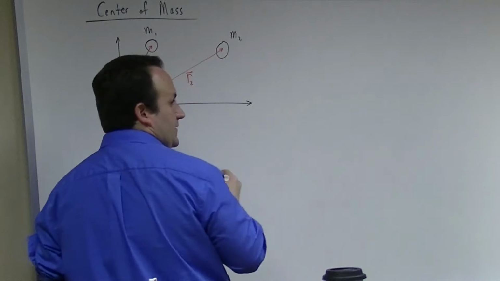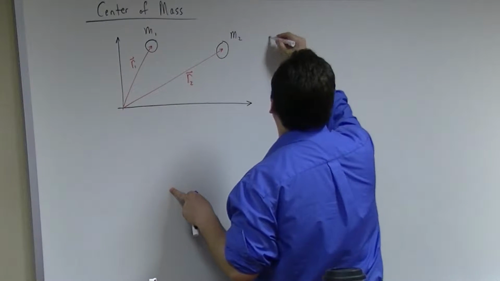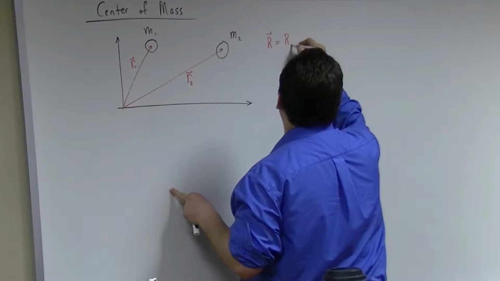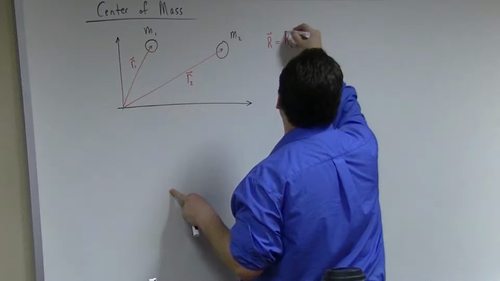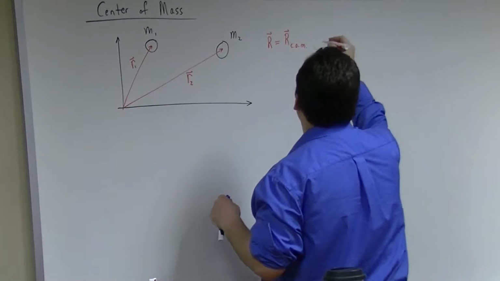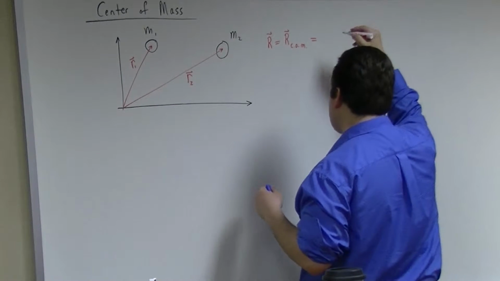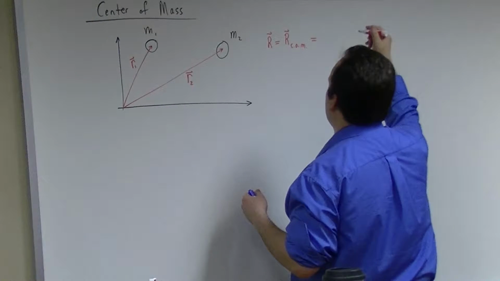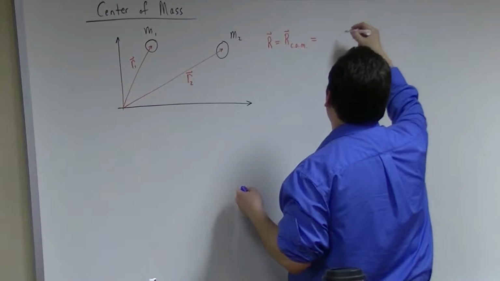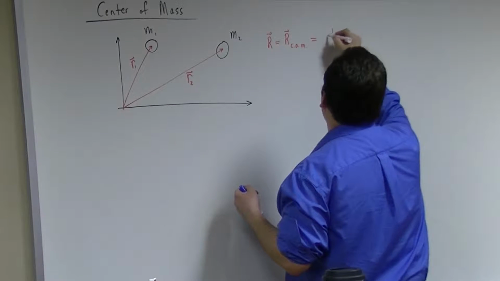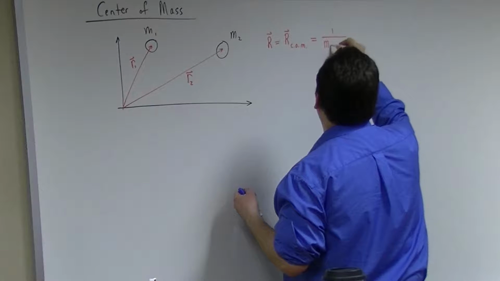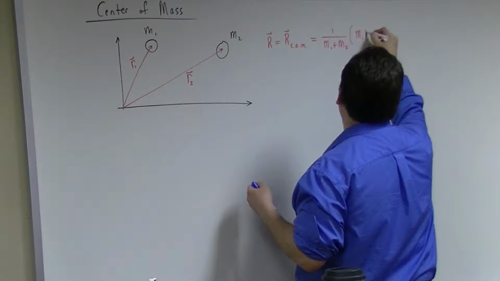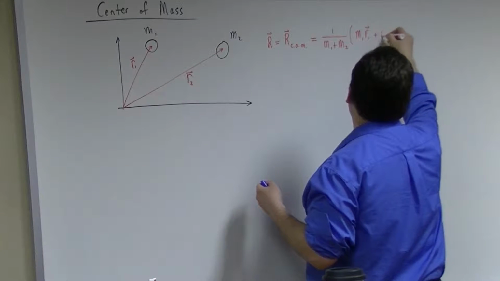All right. The center of mass, I'm just going to use capital R for it today, just to have a notation for it. It's not too annoying. What it's going to be is 1 over the sum of the masses, M1 plus M2, times M1 R1 plus M2 R2.